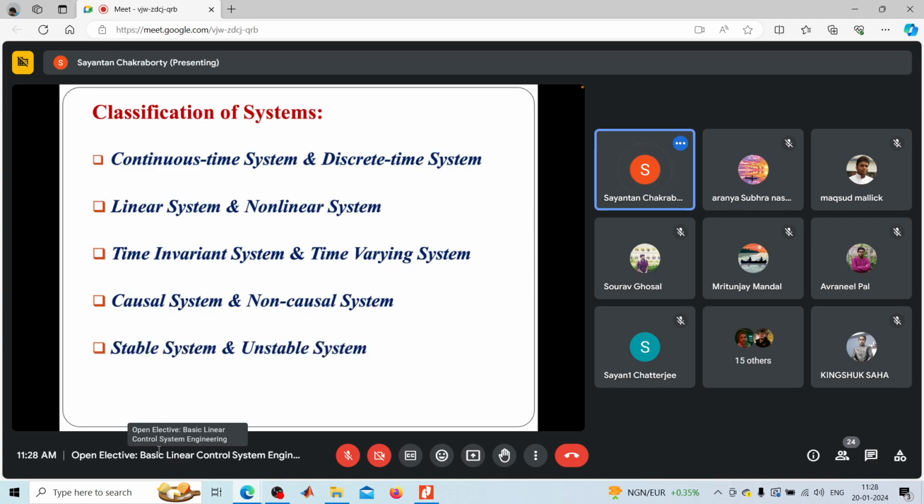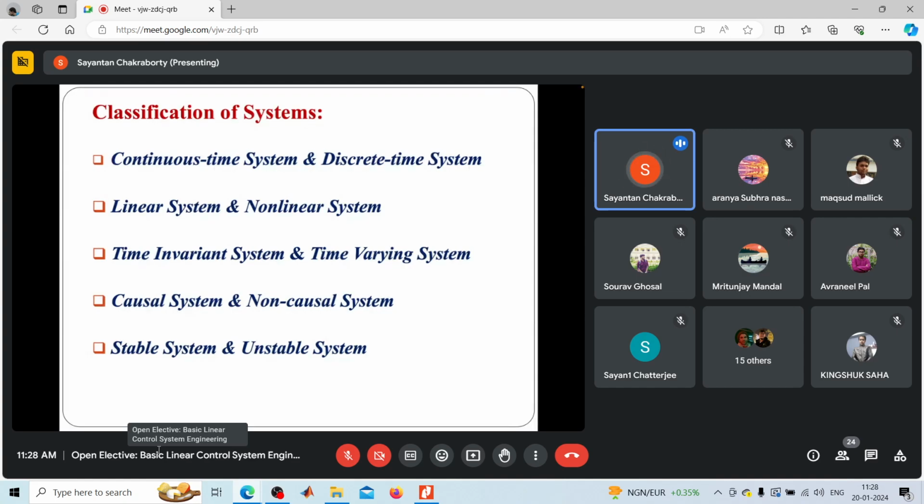Next, we have a most important classification, that is stable system and unstable system. Stable system means given a system, if you give a bounded input, if the system output is also bounded, or given an excitation, if the system comes to an equilibrium point, then you call it a stable system.